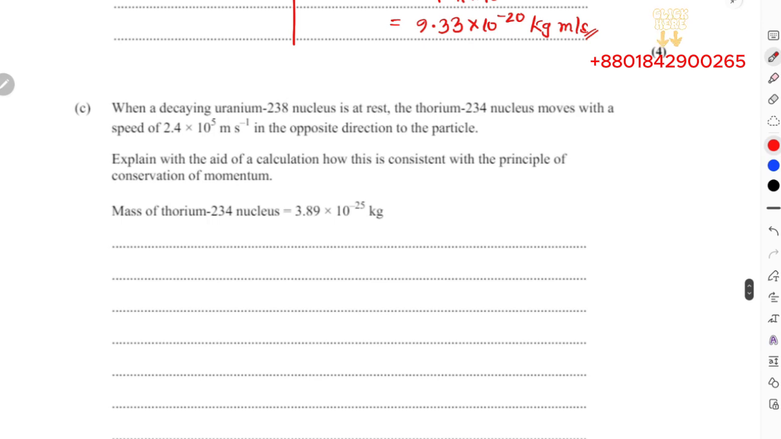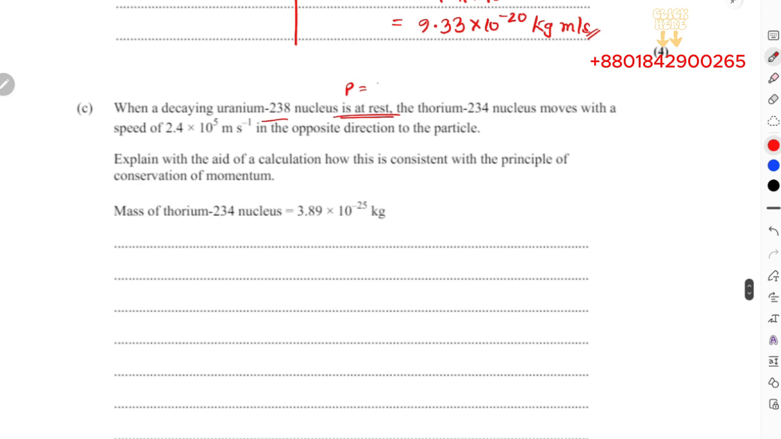When a decaying uranium-238 nucleus is at rest, it means the momentum before collision was 0 kg meters per second, and the thorium nucleus moves away with a speed of this much in the opposite direction to that of the particle. Every time they refer to the particle, it's the alpha particle, right? Now again, they want us to explain with the aid of calculation how this is consistent with the principle of conservation of momentum.